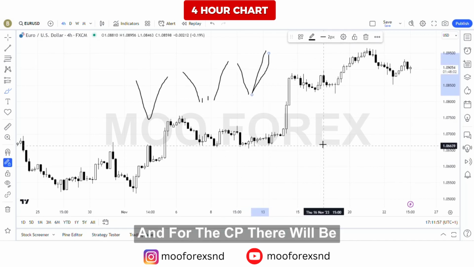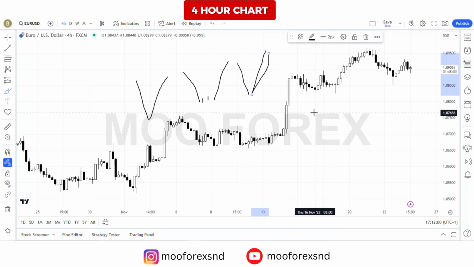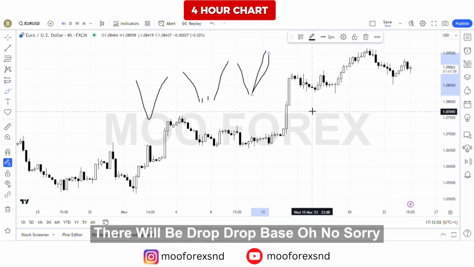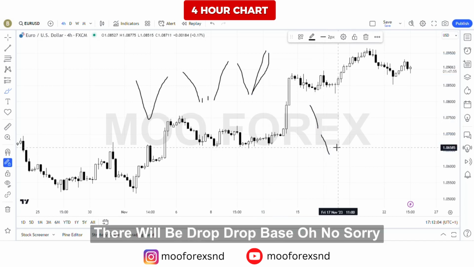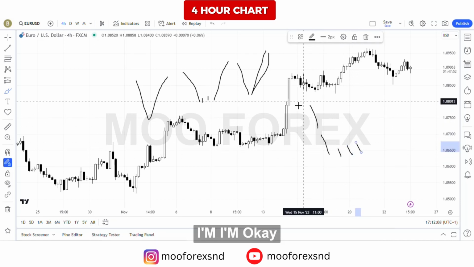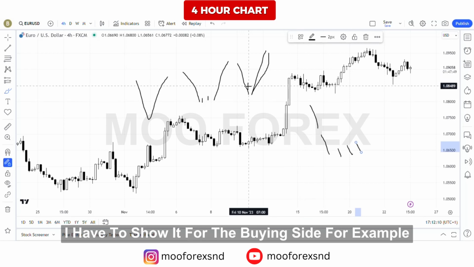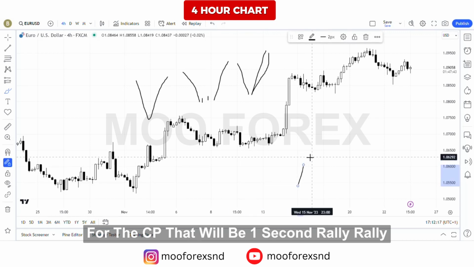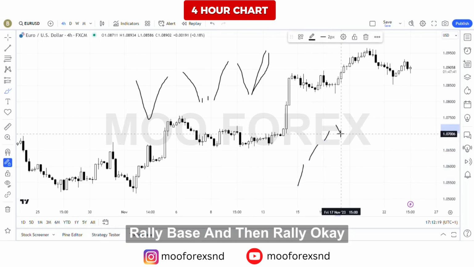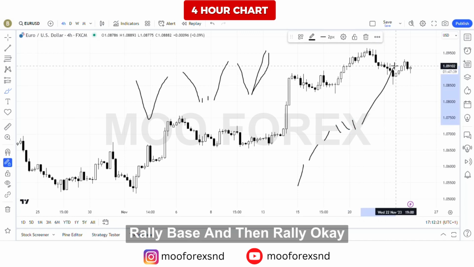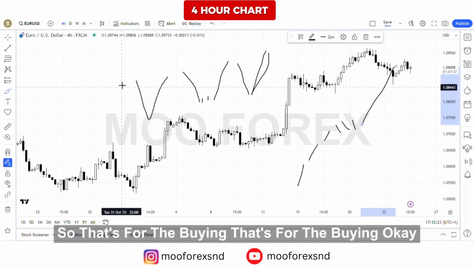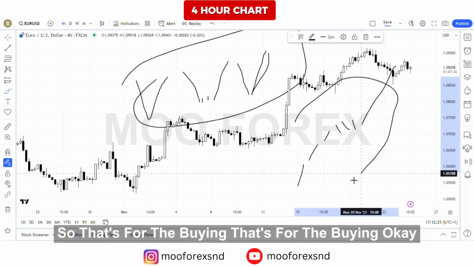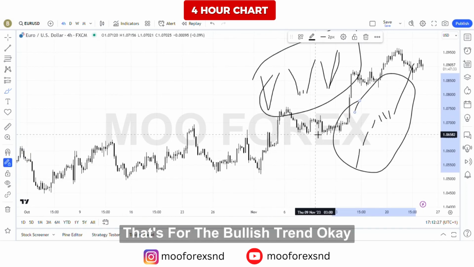And for the CP, oh no, sorry, I have to show it for the buying side. For example, for the CP, that will be, one second, rally, rally, rally, base, and then rally. Okay, so that's for the buying. That's for the bullish trend.